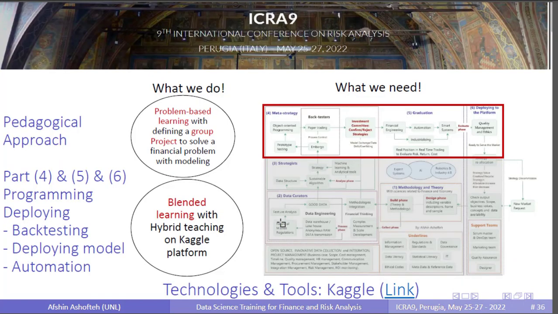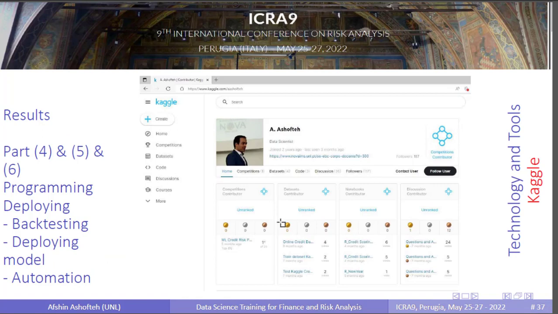Then we have parts 4, 5, and 6, which are deploying the program and automation. What I did was I defined a group project to solve a financial problem with modeling, and I use Kaggle for blended learning with a hybrid teaching approach. So Kaggle is a subsidiary of Google, as we know, an online community for data scientists and machine learning practitioners, and all facilities are free for professors.